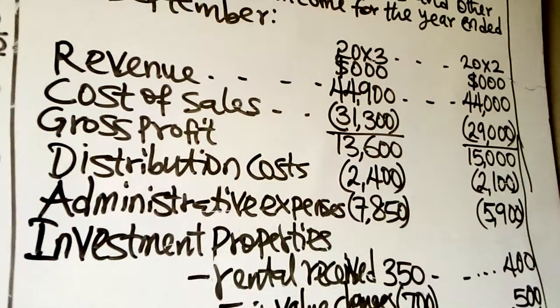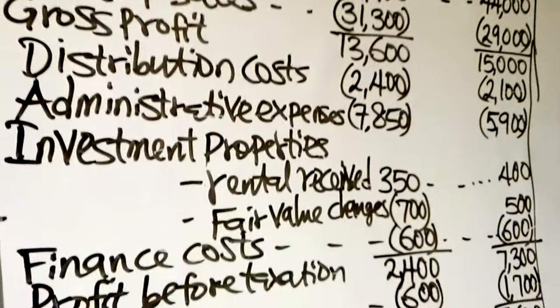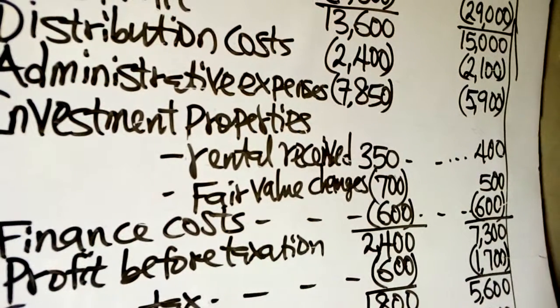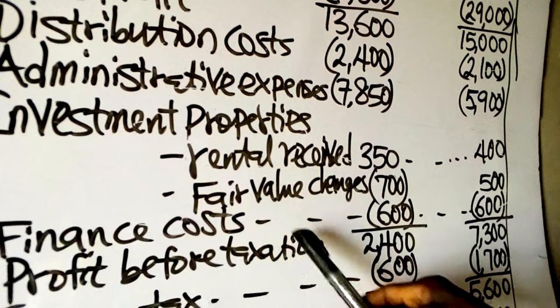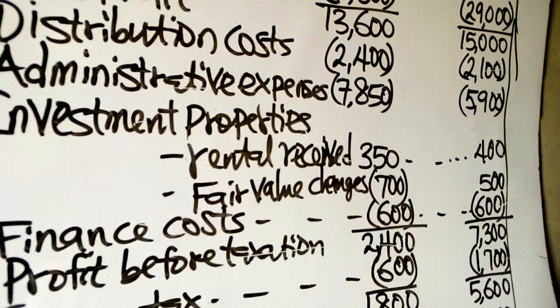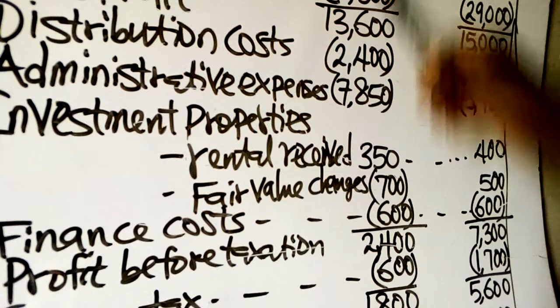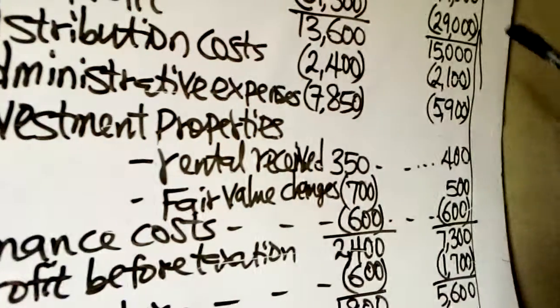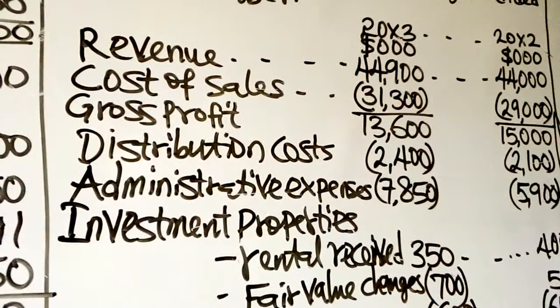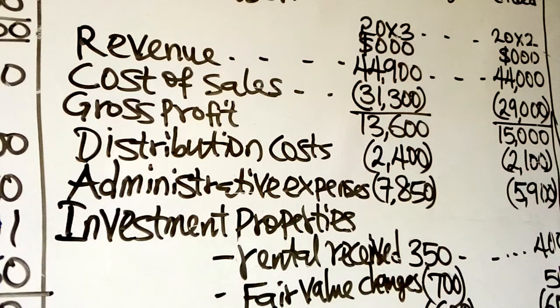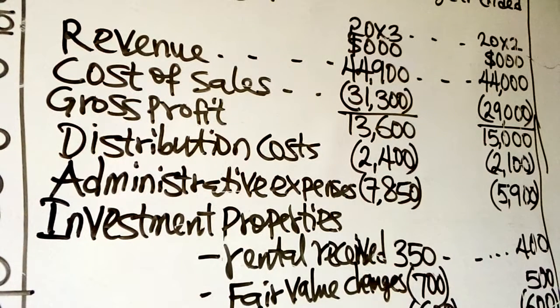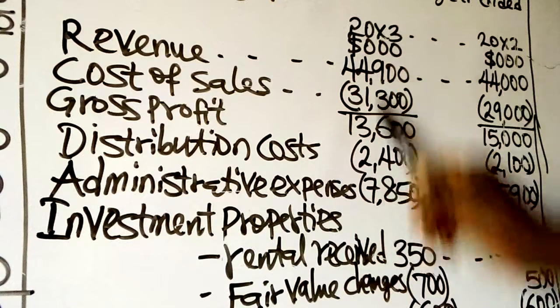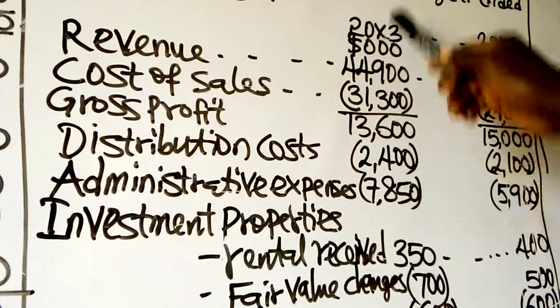The number one thing you should start with is the profit before taxation. Profit before taxation 2,400. You are going to use that of the current year. The comparative statement of profit or loss for 20x2 is not relevant. It's only the statement of financial position that you will need the comparative figure. You only need the information in statement of profit or loss for 20x3.